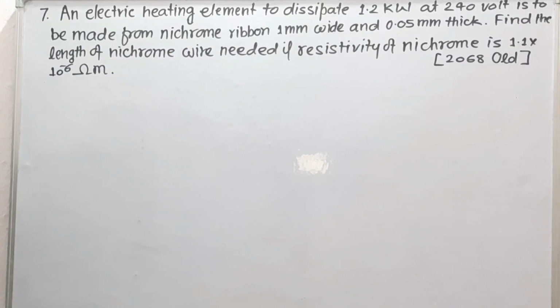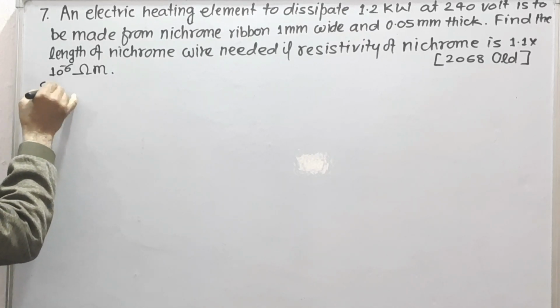Next, question number 7. The question is, an electric heating element to dissipate 1.2 kilowatt at 240 volt is to be made from nichrome ribbon 1 millimeter wide and 0.05 millimeter thick. Find the length of nichrome wire needed if the resistivity of nichrome is 1.1 into 10 to minus 6 ohm meter.